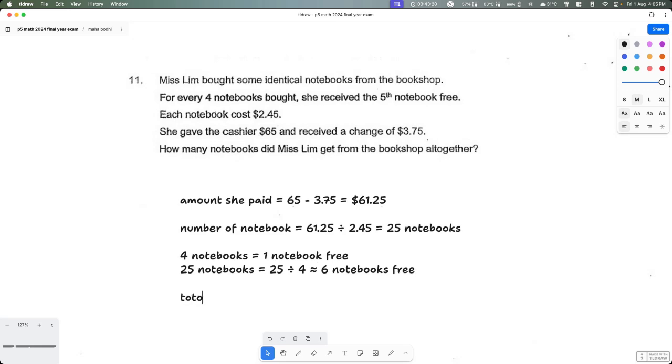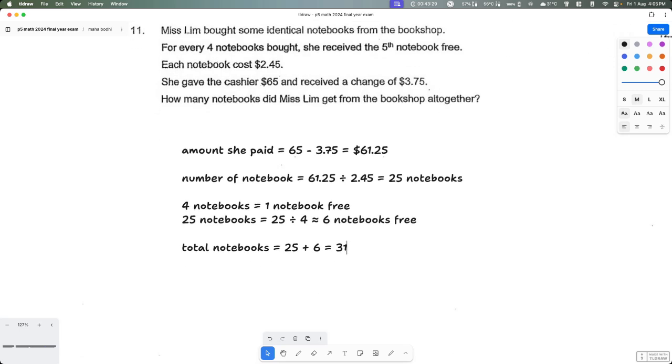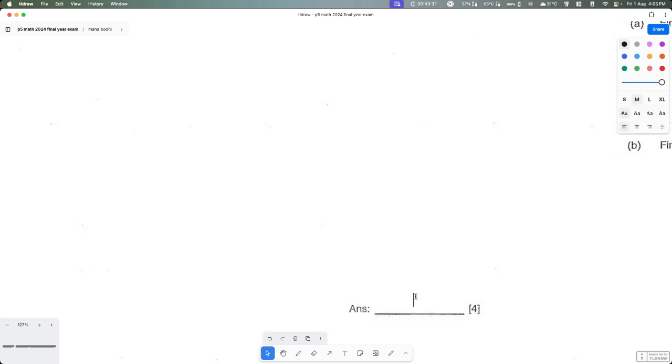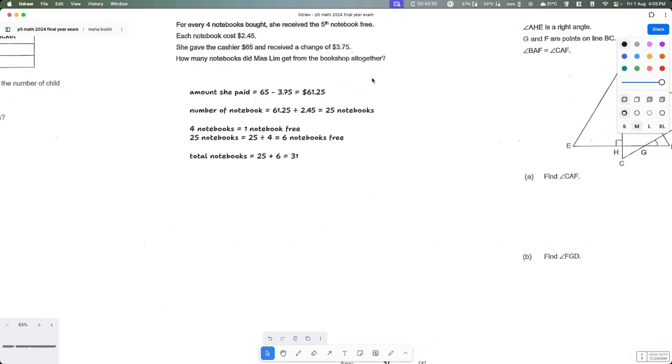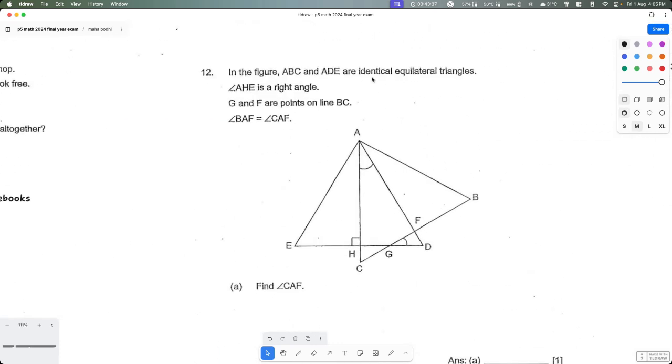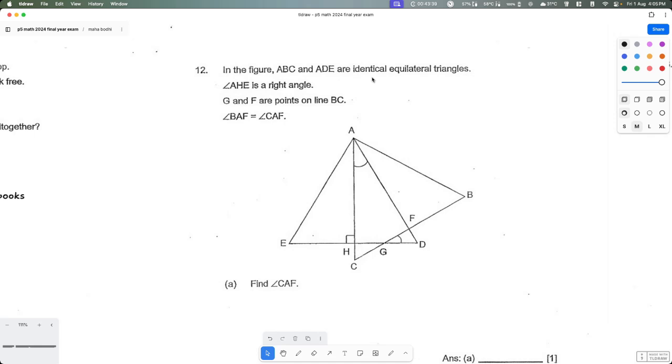So total notebooks is equal to 25 plus 6, which is equal to 31. So in the end, she got 31 notebooks. Yay, that's a lot of notebooks. All right. Okay, let's move on to question number 12.